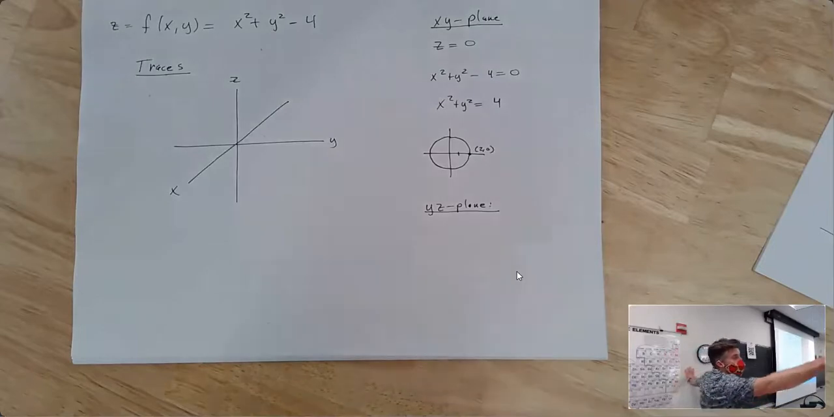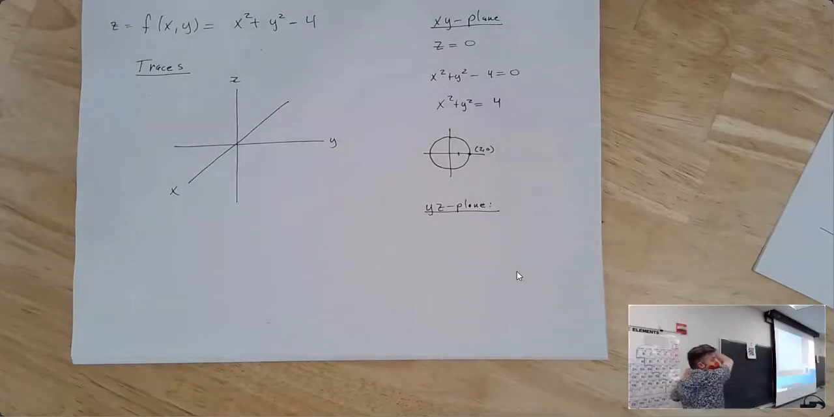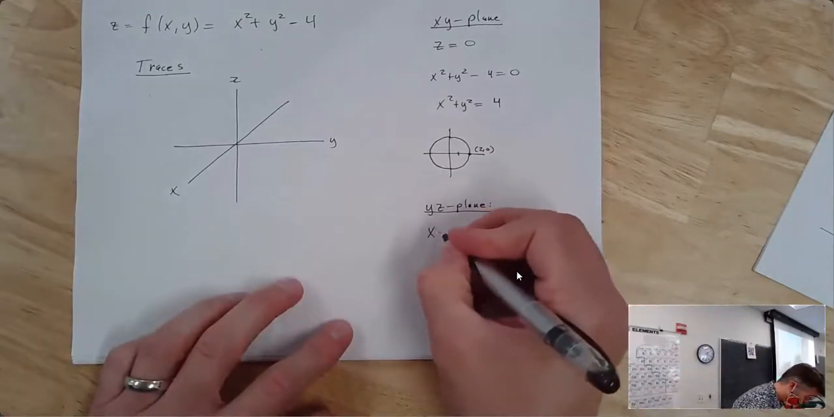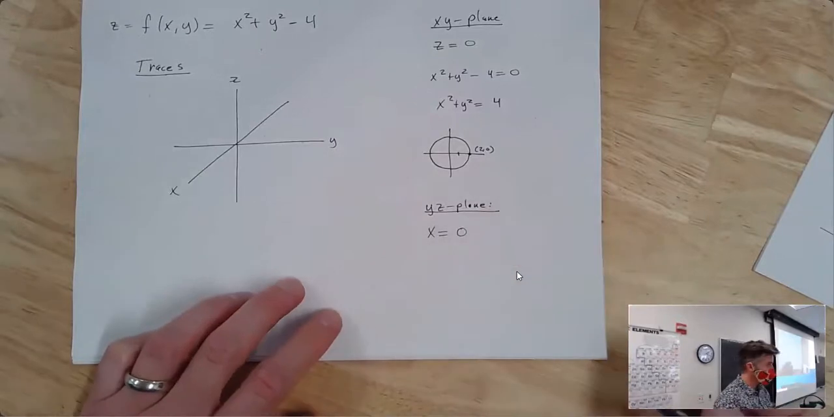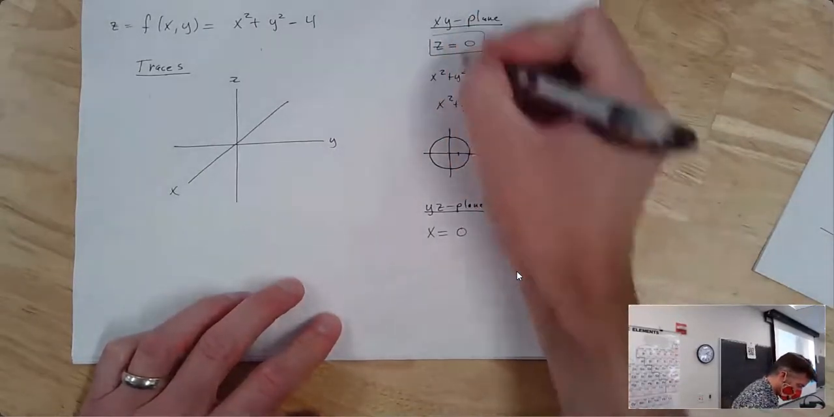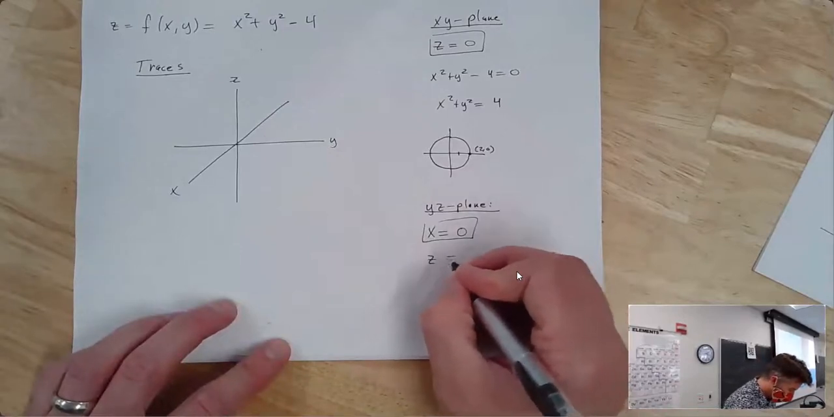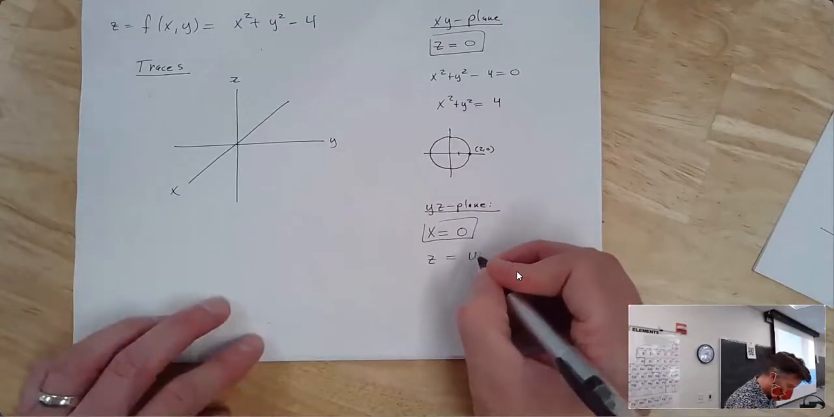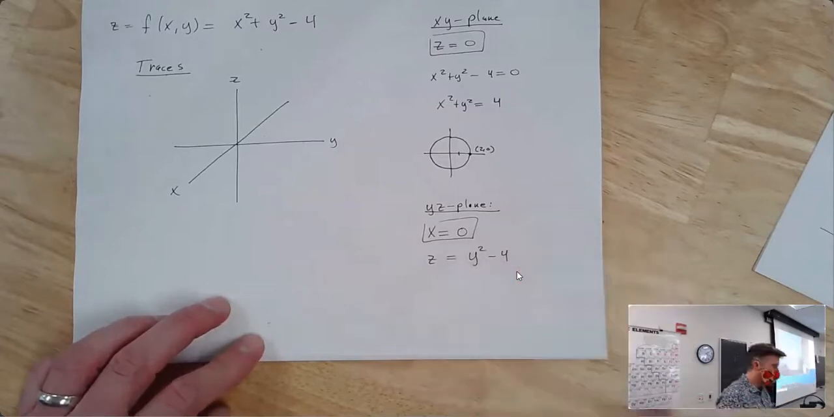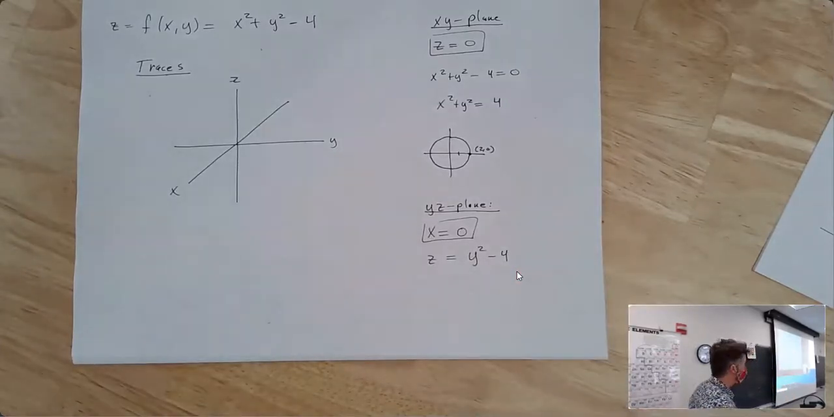You haven't moved out that way, and you haven't moved back that way. What I'm trying to say is your x value is 0. So if you're in the yz plane, you figure out what's going on by setting x equal to 0. And if x is 0, I'm going to get z equal to 0 squared plus y squared minus 4. And that's a parabola opening upwards, shifted down 4.